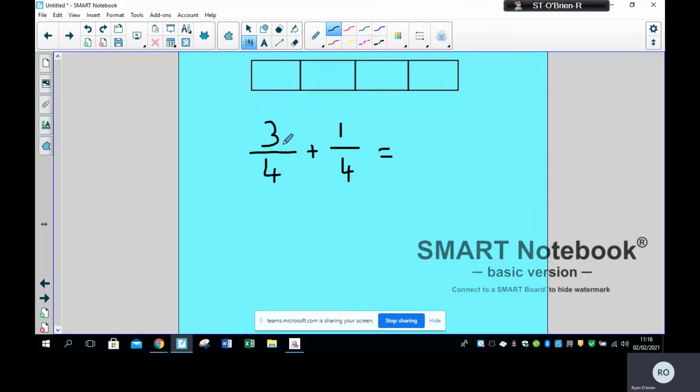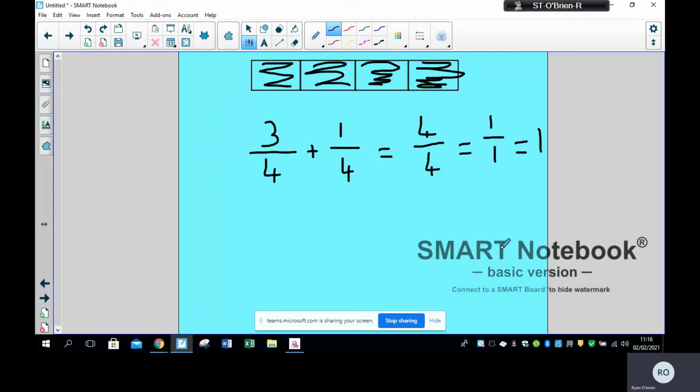And one more example: 3/4 add 1/4. Well, 3/4, add 1 more quarter. It's 4/4. Now I know you're all going to be shouting at your screen saying, Mr. O'Brien, that's a whole. Well, it is a whole, because 4 divided by 4 equals 1, and 1 out of 1 is 1 whole. And that's how that works.